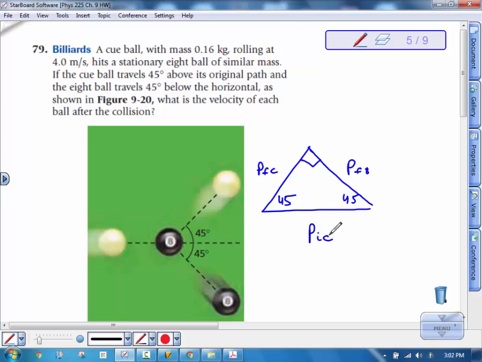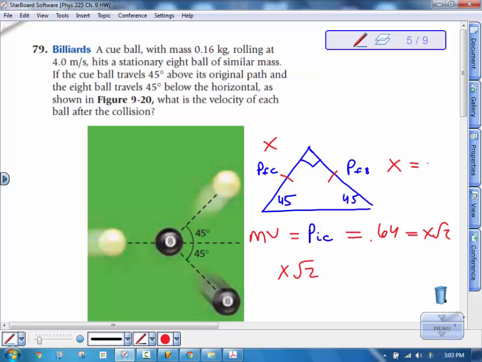So I can set up the special right triangle, I can set up the mathematical relationships I know for it. Like, for example, if this side is x and this side's x, it's an isosceles right triangle, this side would be x square root of 2. Well, we know this side is mass times velocity for the cue ball originally, which is 4 times 0.16, which gives you 0.64. So set that equal to x square root of 2, because that's what this side is. Divide by the square root of 2. And that gives you x.